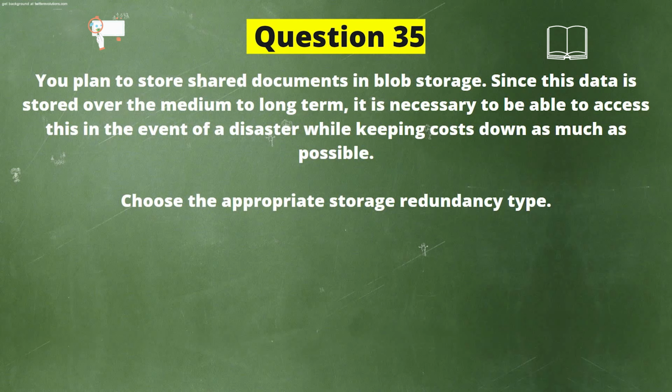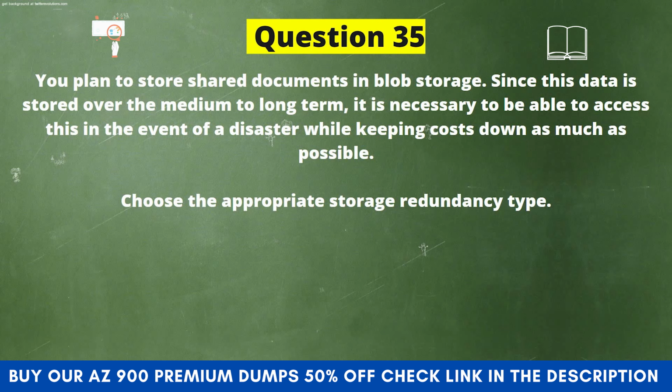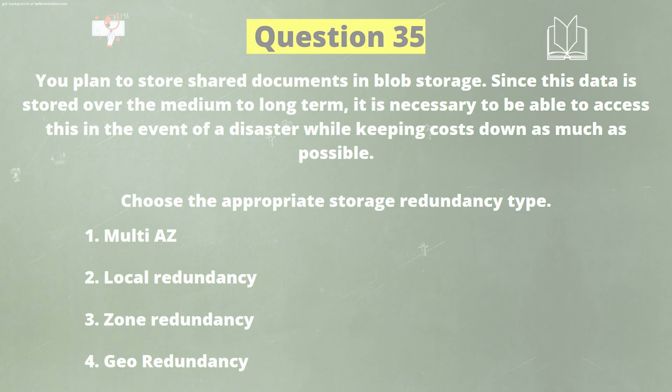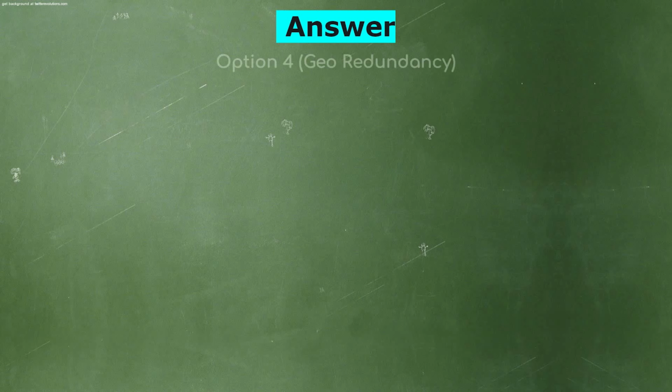Next question. You plan to store shared documents in blob storage. Since this data is stored over the medium to long term, it is necessary to be able to access this in the event of a disaster while keeping costs down as much as possible. Choose the appropriate storage redundancy type. And the options are 1. Multi-AZ, 2. Local redundancy, 3. Zone redundancy, 4. Geo redundancy. And the correct answer is option 4.